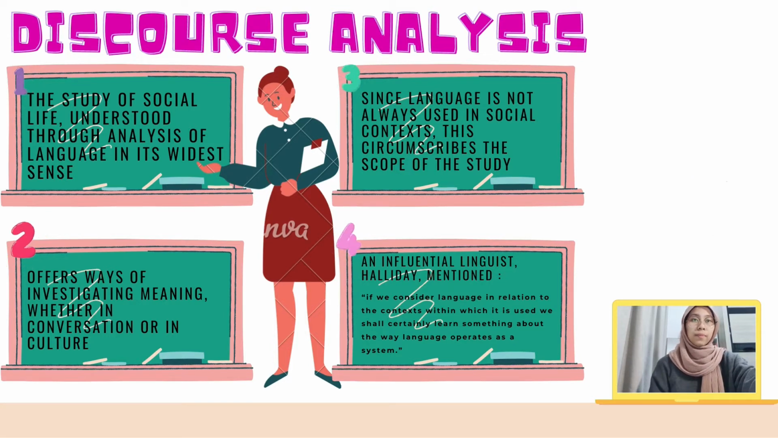An influential linguist, which is called Halliday, is concerned with the way in which linguistics may help the sociologist in his search for explanation of social phenomena. He says if we consider language in relation to the context within which it is used, so we shall certainly learn something about the way language operates as a system.